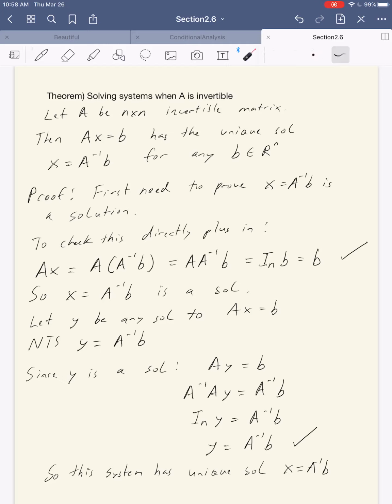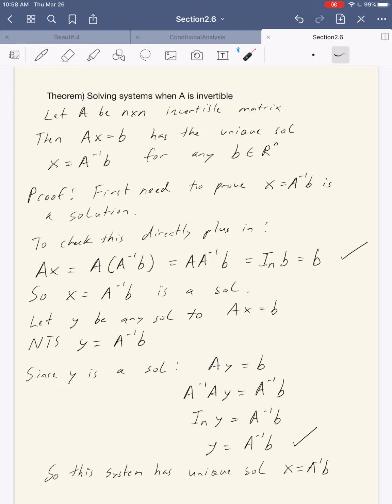So in other words, what we've shown is that A inverse B is a solution and any solution must be equal to A inverse B. So in other words, A inverse B is the unique solution to this system. So if you ever have a system that has an invertible matrix of coefficients, you know you will only have one unique solution by this theorem.